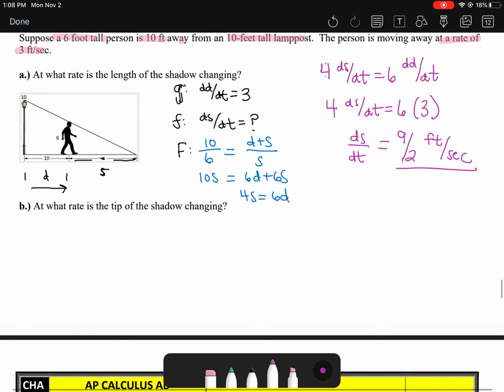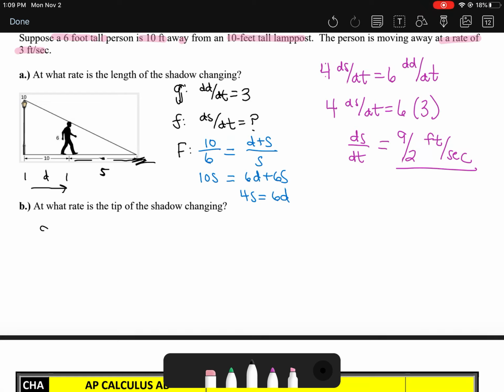Let's go to part B. At what rate is the tip of the shadow changing? So it's kind of a weird thing to think about. If I'm looking over here, how is that changing? Well, to figure out how fast the tip of the shadow is changing, I would need to add the two rates together.